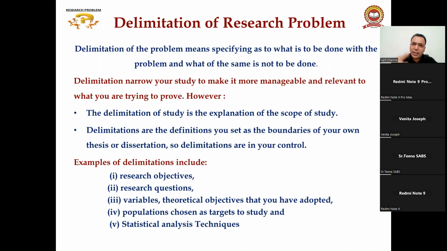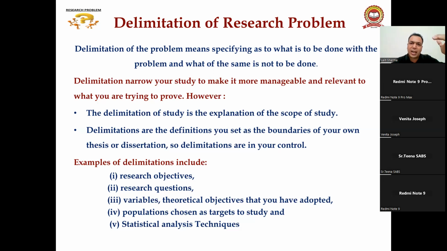You have to delimit your research objectives, meaning whatever topic you have selected. Naturally there are some objectives, and you have to delimit them. You should make only 2-3 objectives, or 4 objectives. Research questions, you can delimit your research questions. Variables you can delimit, right? How many variables have we taken in today's example? 2 variables: social media, Facebook, and the study attention, right? Population chosen as a target to study, you can delimit your population also, meaning on which students you have to work. Statistical analysis technique you have to delimit, right?